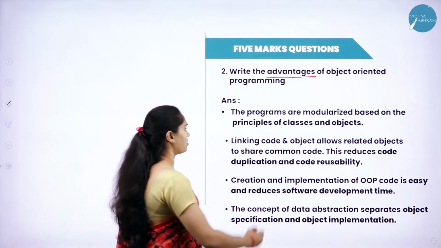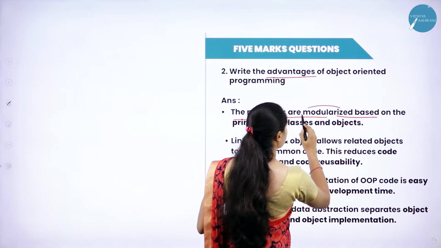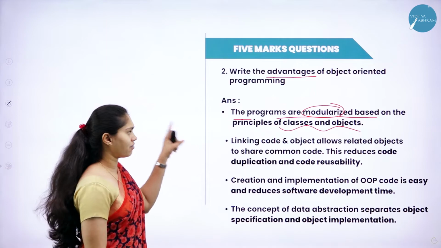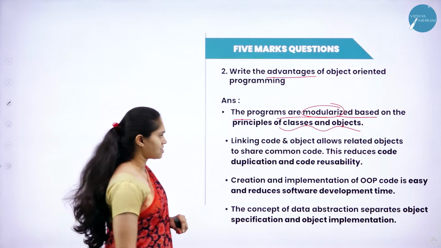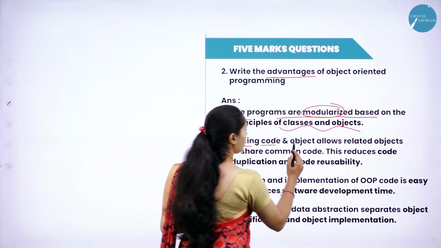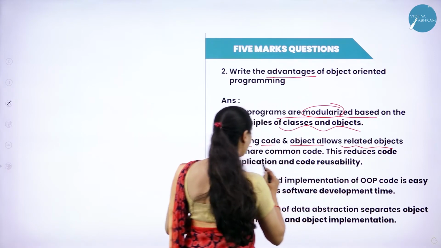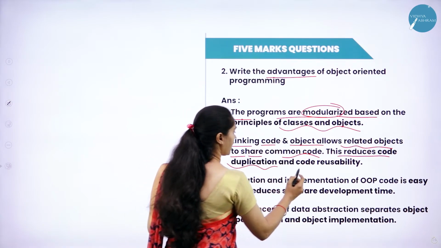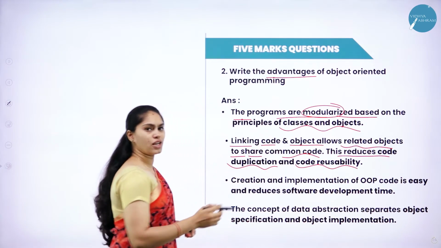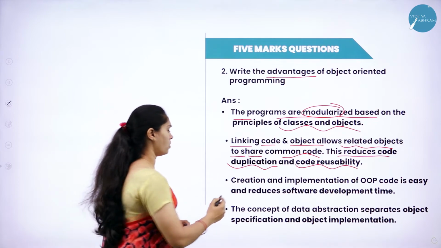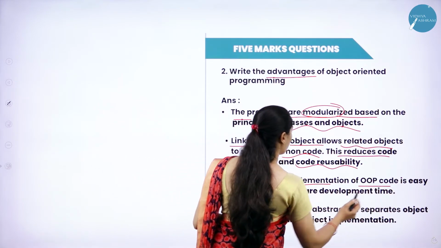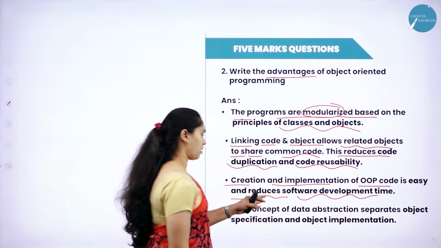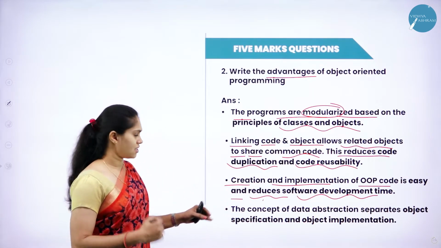So first, what is the advantage? The programs are modularized based on the concept of classes and object. So we are going to have a modular approach based on the classes and object concept, and linking code and object allows the related objects to share common code. So this is going to reduce the code duplication, and code reusability is going to be enhanced. And also creation and implementation of OOP code is easy, and that reduces the software development time. It will be based on the inheritance concept.